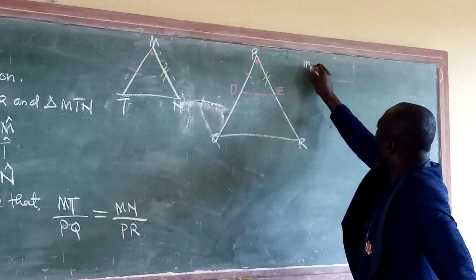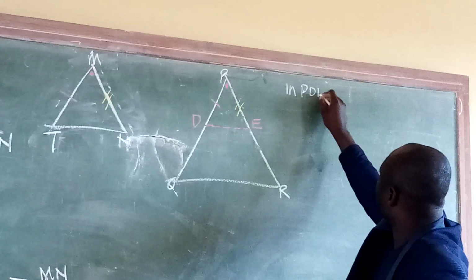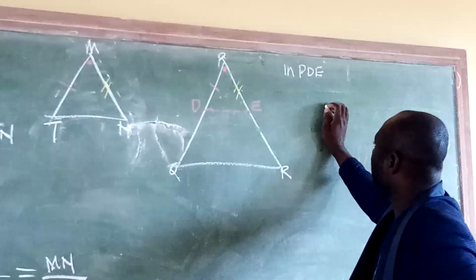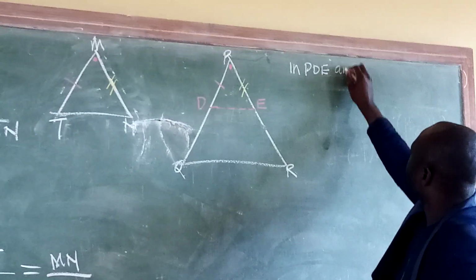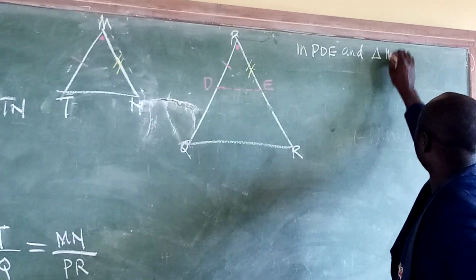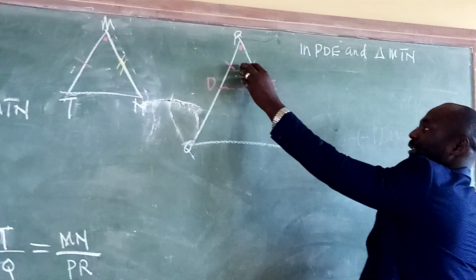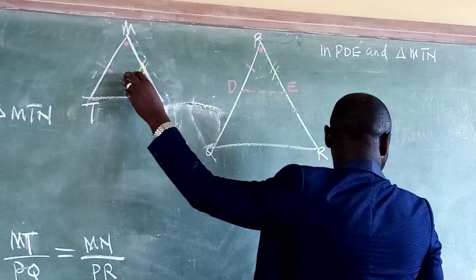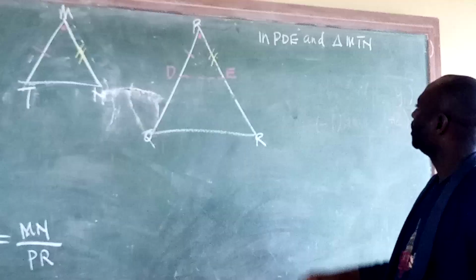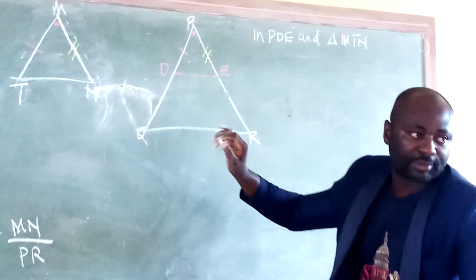You say in triangle PDE, I'm taking this triangle here. Are you following? Yes. And triangle MTN. So I'm talking about the child inside the womb and the child that is outside the womb. That's your first thing you need to compare. What you see here that is the same as there, you write in there.